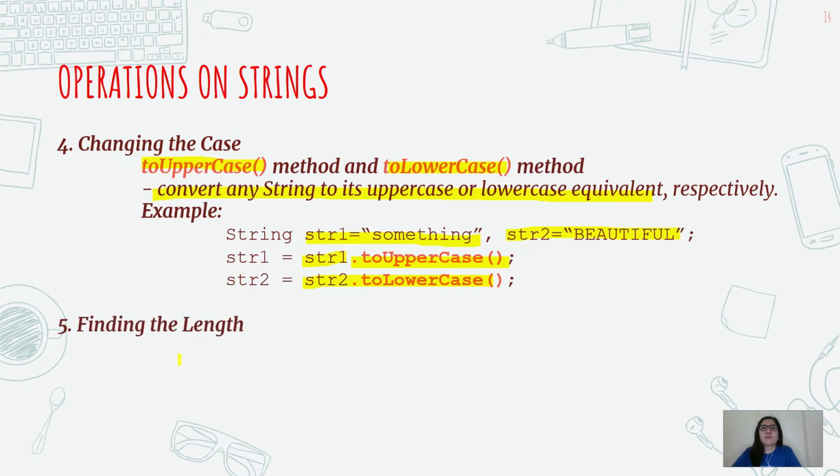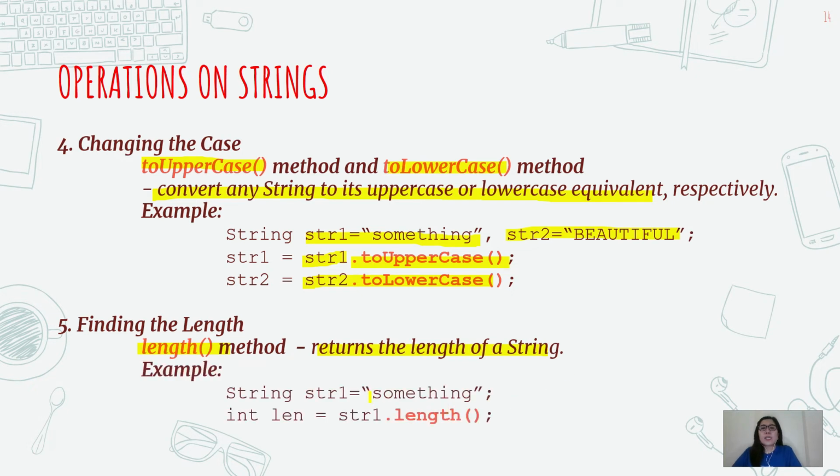Next, we also have finding the length. We have the length method which returns the length of a string. So, bibilangin kung ilan yung character or kung ilan yung letters ng string. So, in this example, we have something as str1. So, str1.length. So, ang i-return niyang value is integer. Kasi nga, bibilangin niya. Integer value. So, in something that is something, ang length niya is 9.